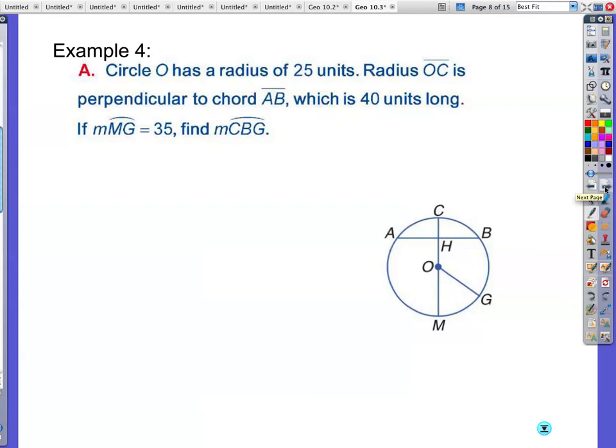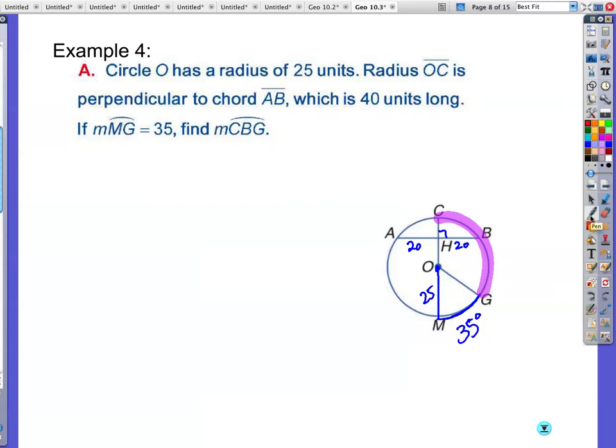Example 4, circle O has a radius of 25 units. Okay, so I could put 25 here, I could put 25 here, I could draw another radius and call it 25, but let's just finish off what I need. Radius OC is perpendicular to the chord, which means these are congruent. And the chord is 40 units long, which means I'm going to put 20 and 20. If the measure of arc MG is 35, find the measure of CBG. So I need to find, let me highlight that, CBG.